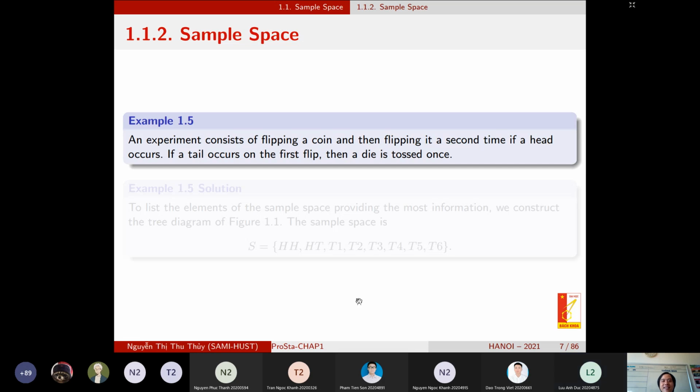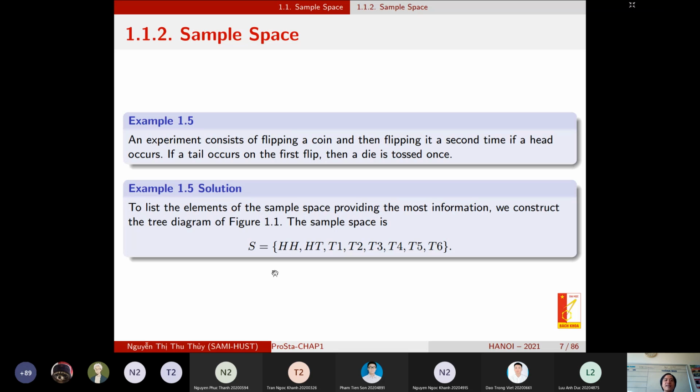Okay, that's right. The sample space is this: if the first time is head, then I flip the coin a second time, and it can be H or it can be T. That's the case when the first time we get head. And if the first time we get tail, then we toss a die, so the second time can be 1 dot on the side facing up, or 2 dots, up to 6 dots. So the sample space is this one.